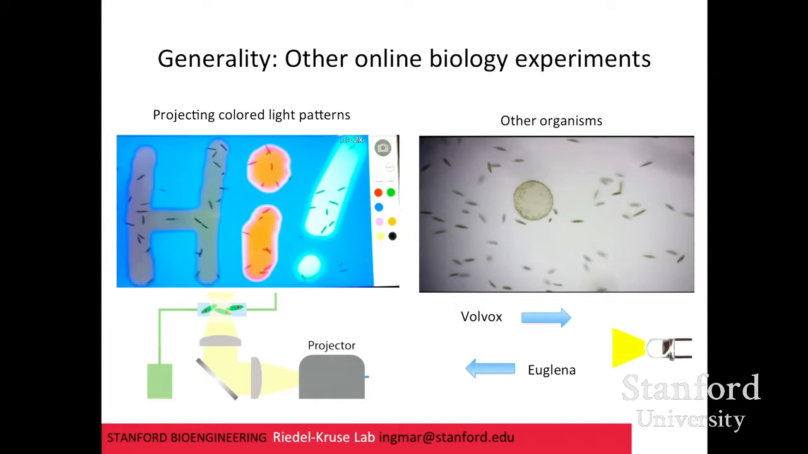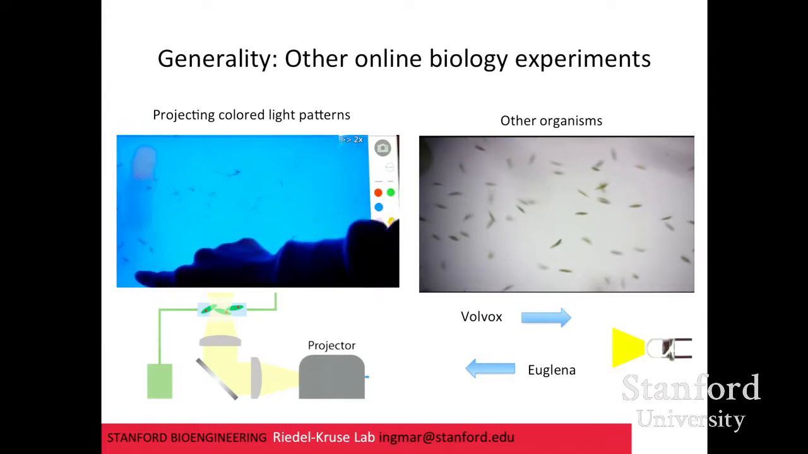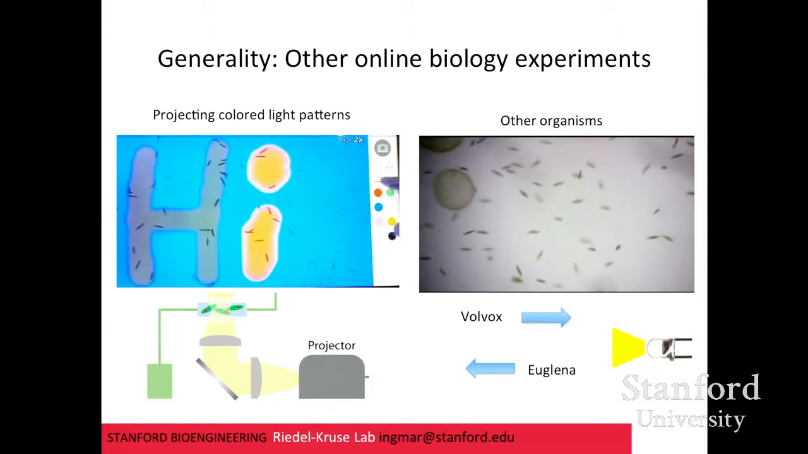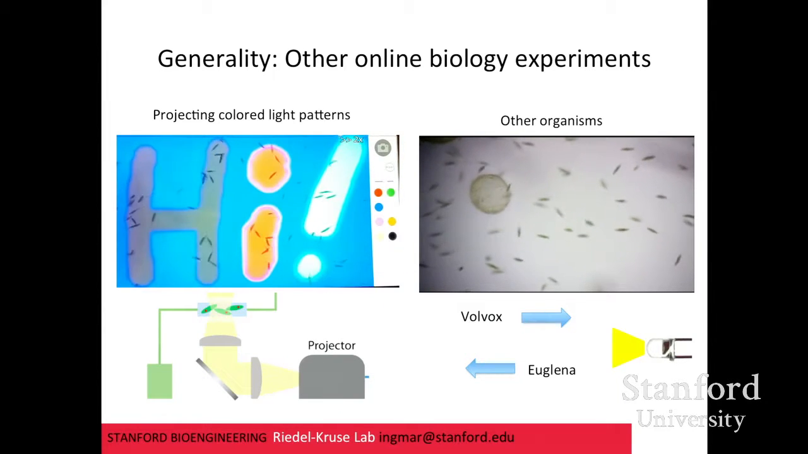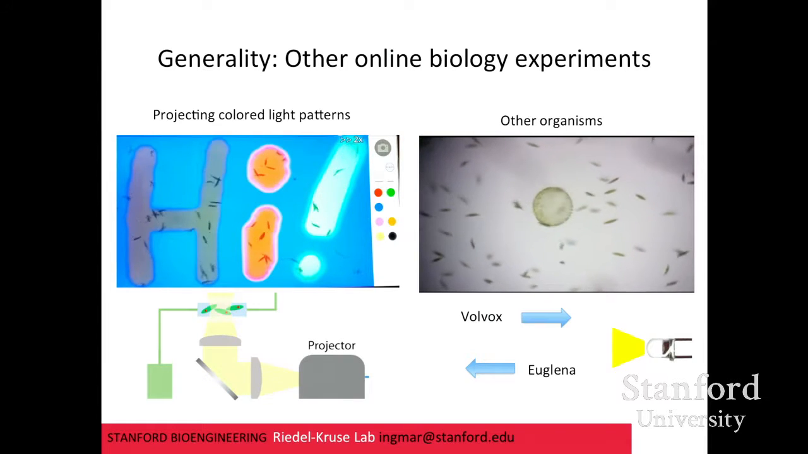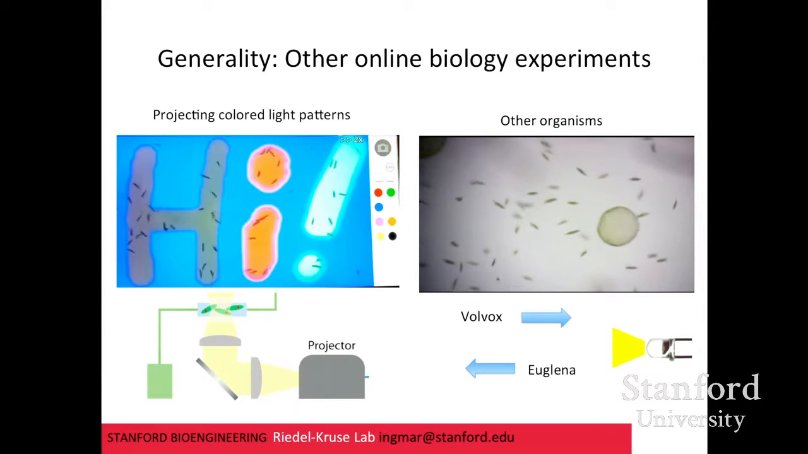I think it would be great to integrate that sort of system with this much more intuitive surface of drawing colors over it. And what you see on the right is an example of different organisms. These are again Euglena, but then the big one is Volvox. It's a multi-cellular colony. And this actually has, under these conditions, positive phototaxis. So it swims exactly the other way.